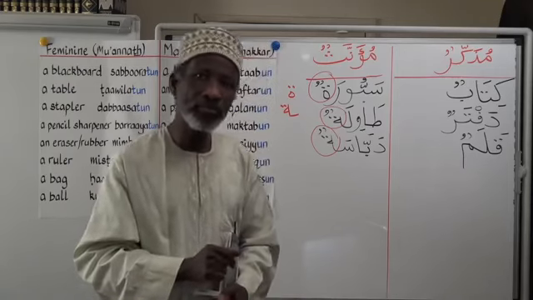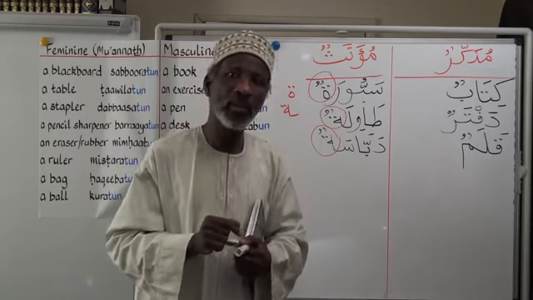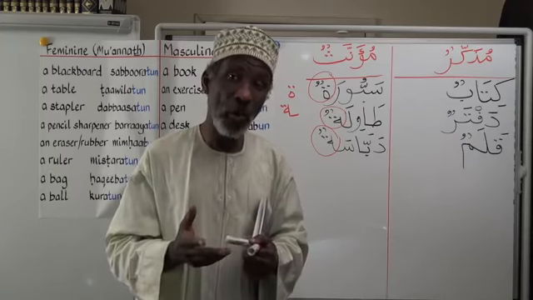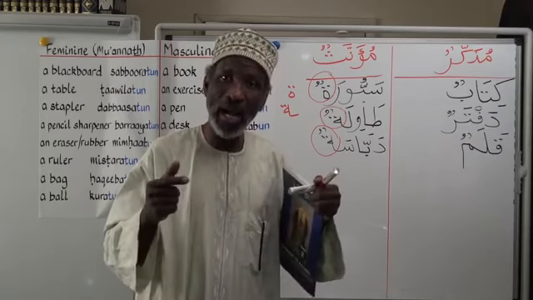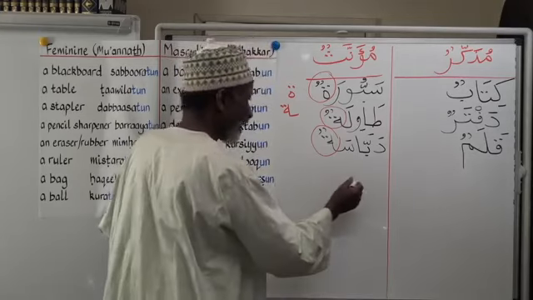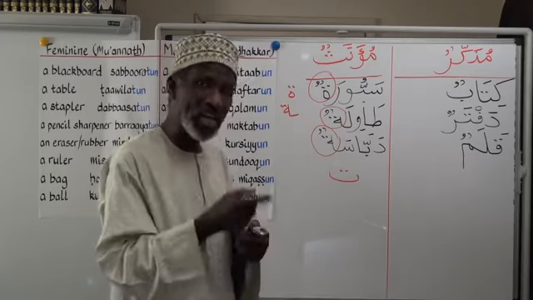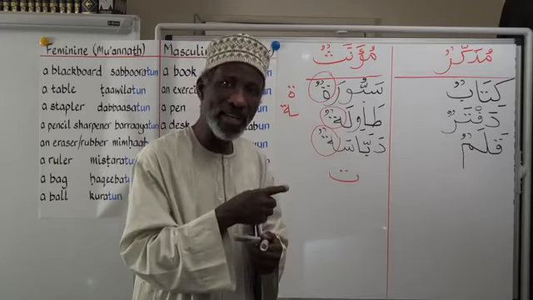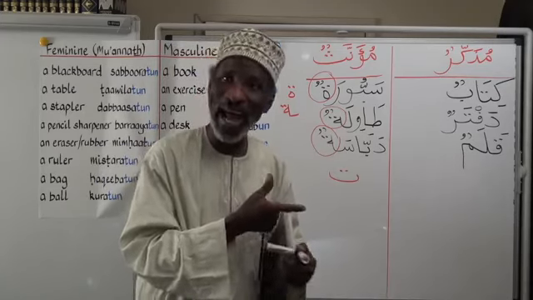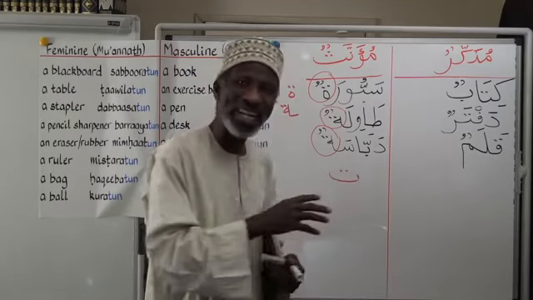Ta marbuta means tied up ta, and that's a difference from ta maftuha, or ta mabsuta. Ta maftuha is this one, an open ta. This is not a sign of feminine in a noun or an adjective. We will come to that later on in the series.